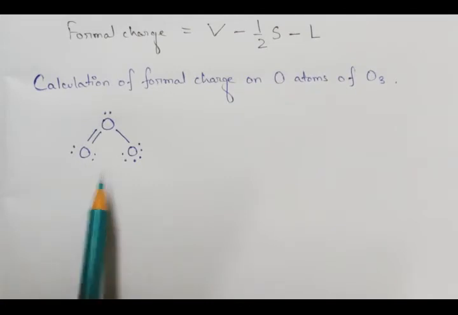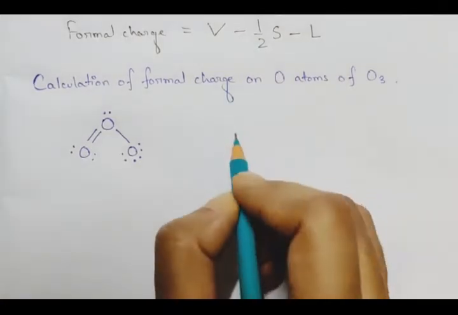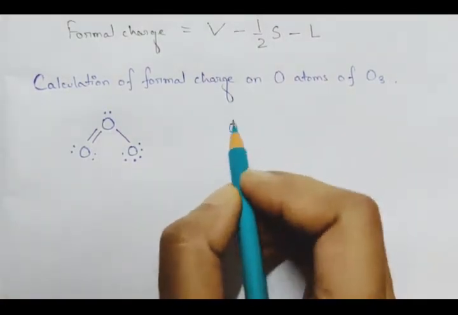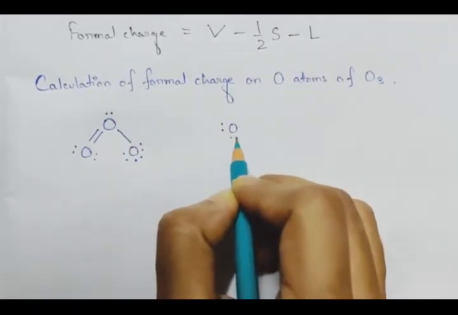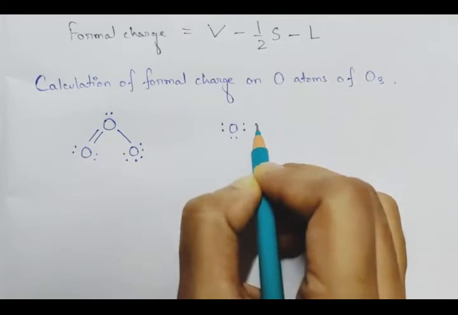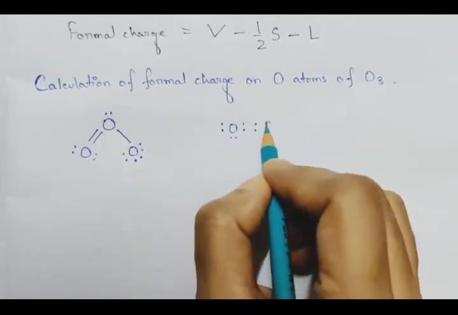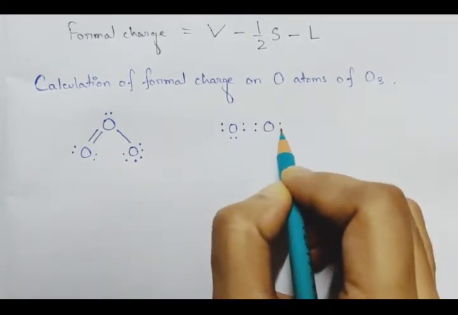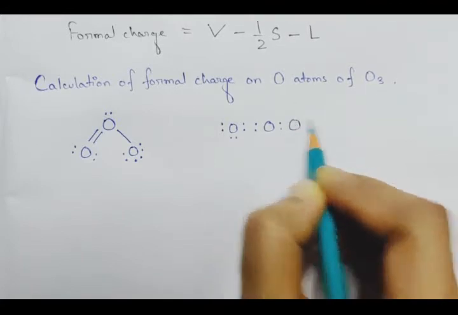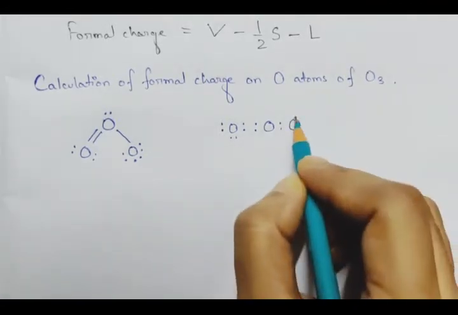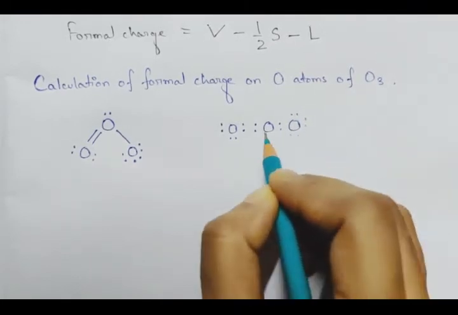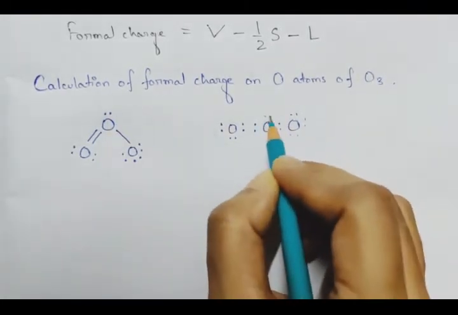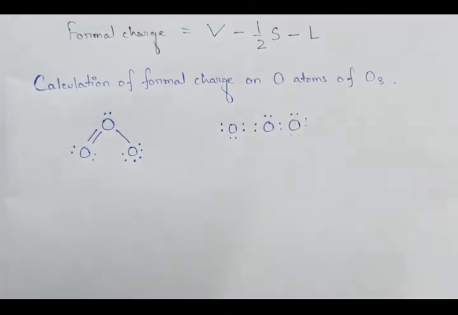See, this is the structure of ozone. On simplification we can draw it in this way. Here two lone pairs of electrons are there. Two electron pairs are shared. Here one electron pair is shared with this one with three lone pairs of electrons, and on this oxygen atom two lone pairs are there. So this is the simplified structure.